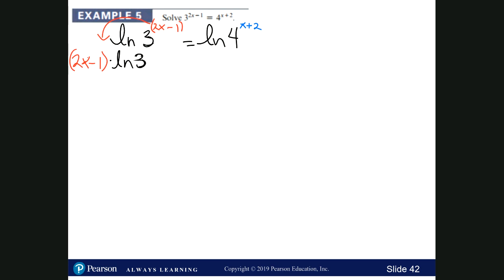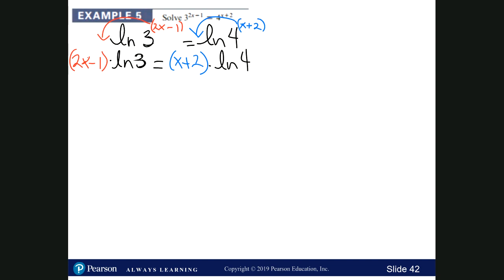And that is equal, we'll do the same with the right side, x plus 2, we take it to the front, so x plus 2 times the natural log of 4.